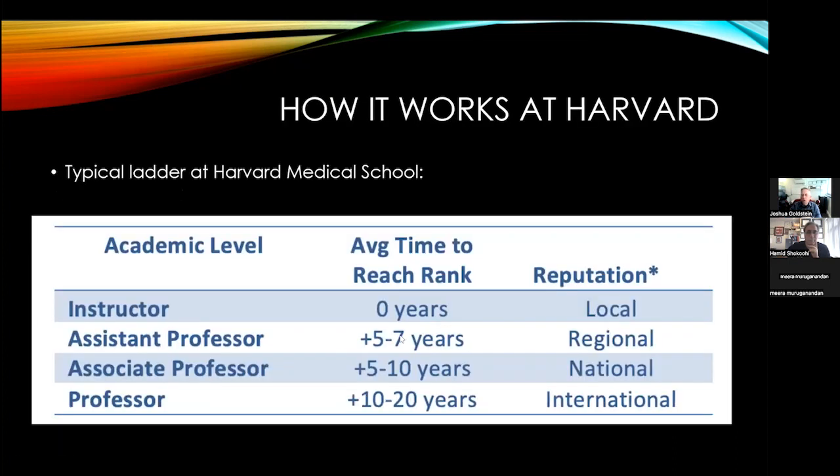I thought I'd show you just the ladder at our own place. Here's how the typical ladder works at Harvard Medical School. Everybody starts at instructor, and the idea is if you're an instructor, you should have a local reputation. Usually you get promoted to assistant professor sometime over the next 5 years, and you should show that you have a regional reputation. To go up to associate professor, 5 to 10 years after that, you should have a national reputation. Frankly, most of our faculty reach associate professor, and most don't go on to professor. To be professor is a very high bar. It's 10 or 20 years after that, and you should have an international reputation.